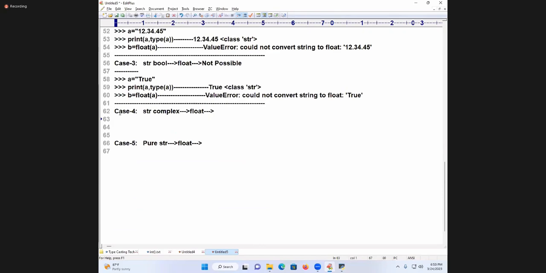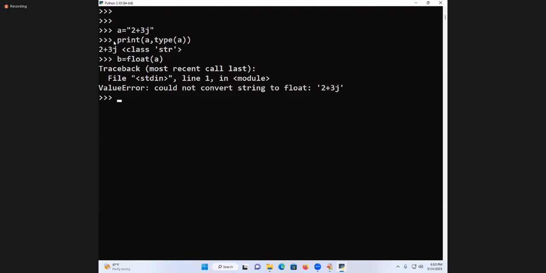Now, coming to case number 4. Case number 4 I am going to discuss. What is the conversion there? str to complex. A is equal to 2 plus 3j. Print of A. Now see that float of A. Possible or not possible? Not possible. It is called value error.